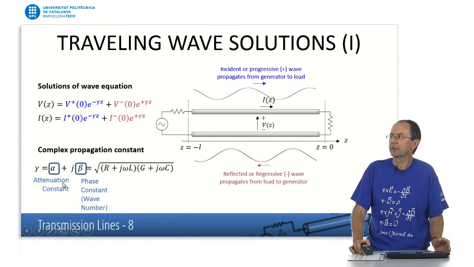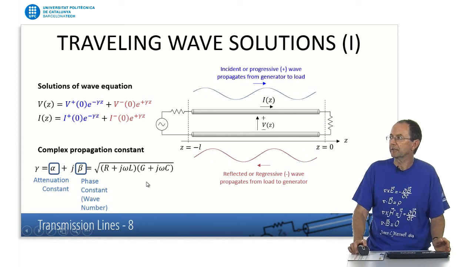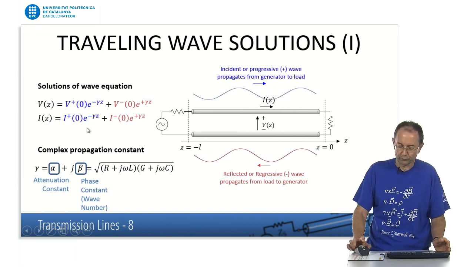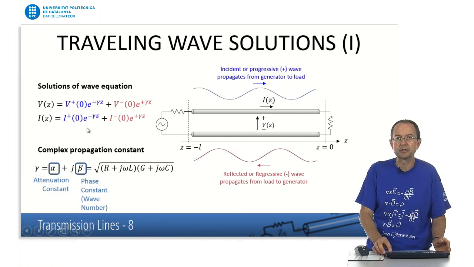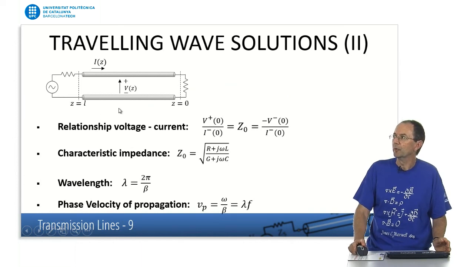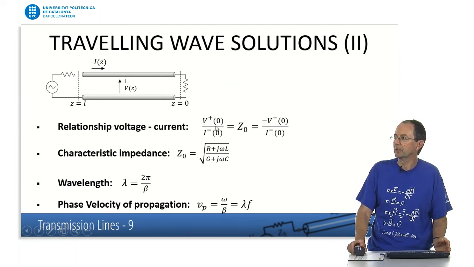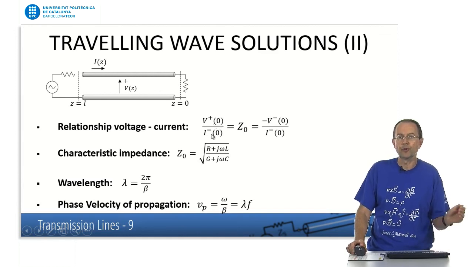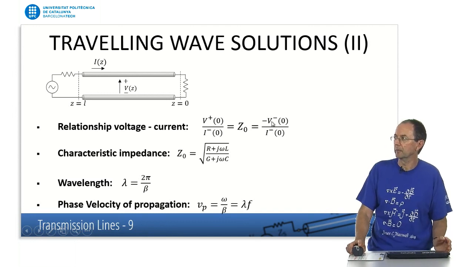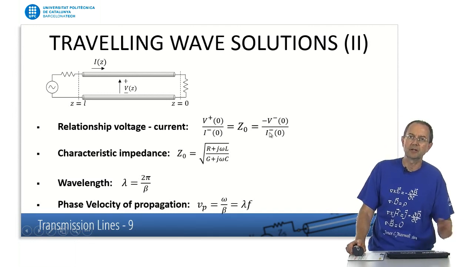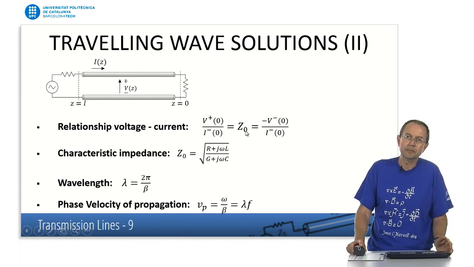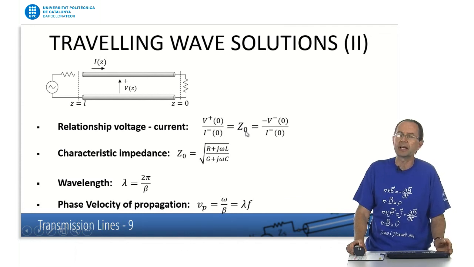Now, again, the complex propagation constant, as we have seen here, defines the relationship between voltage, current, and also the velocity of propagation, as we will see in a moment. If we make a ratio between the voltage and intensity in the forward wave and also the voltage and current in the backward wave going back towards the generator, the relationship between them is the impedance, or the characteristic impedance of the line, Z0, a very important parameter in the line design.